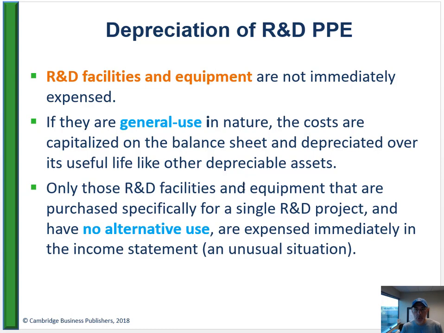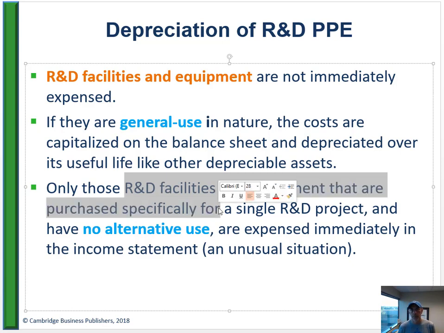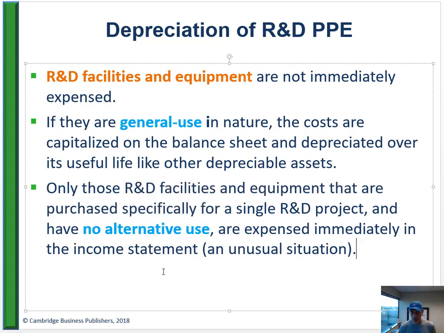Okay, depreciation of R&D and property, plant, and equipment. Some minor points here. Research and development costs are typically expensed, with the one exception that the authors note here is that if research and development facilities and equipment have a specific use, meaning that we're not buying property, plant, and equipment that can serve other purposes, then it's acceptable for us to expense that specific PP&E in year 1.